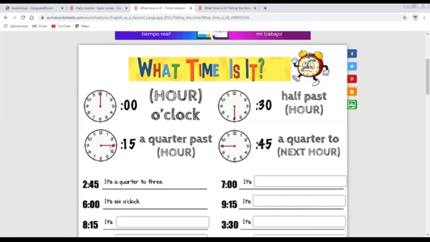Vamos a ver que el minutero siempre estará en number 3. Number 3. A quarter past. A quarter to. Nos damos cuenta que el minutero siempre está en number 9. Okay, number 9. So, this is the correct form to use the time. O'clock, half past, a quarter past, a quarter to.